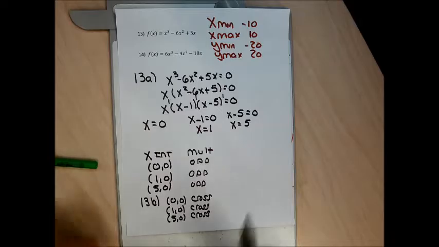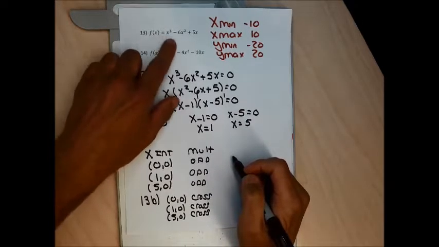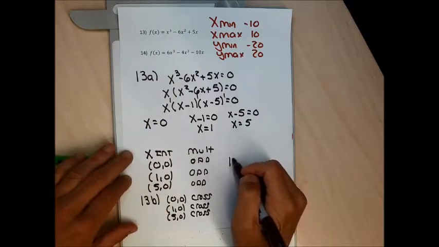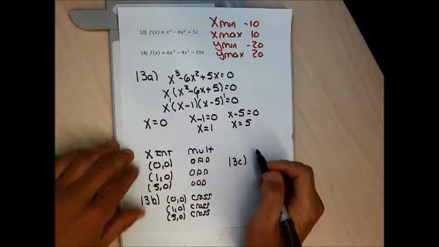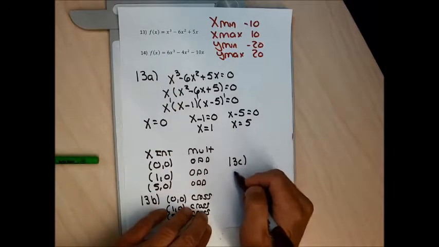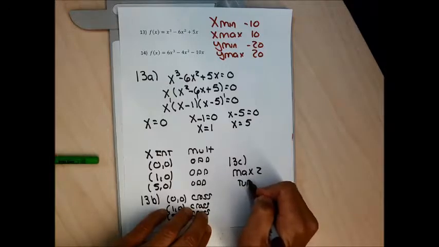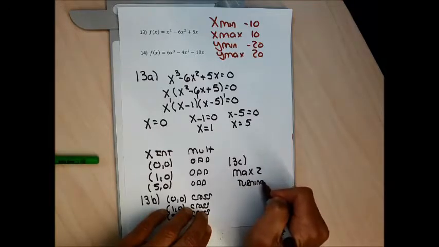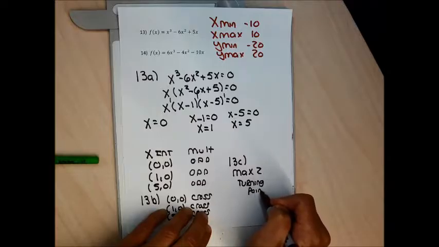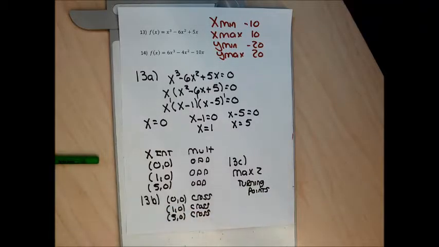13C is the maximum number of turning points. If it's multiplied out, it's always one degree less than the highest exponent, so it's going to have a maximum of 2 turning points. I actually think it has 2 turning points.